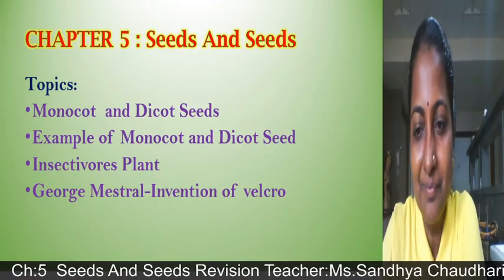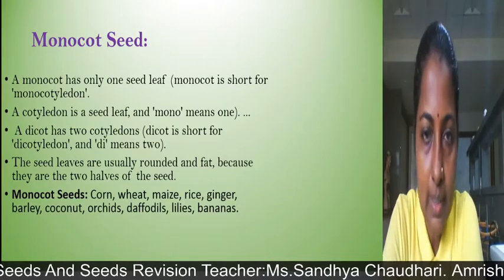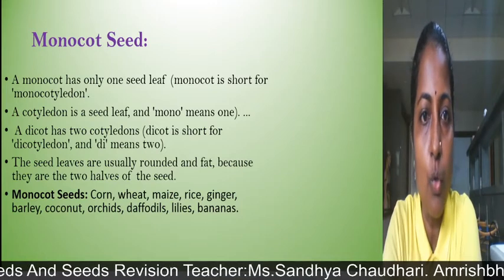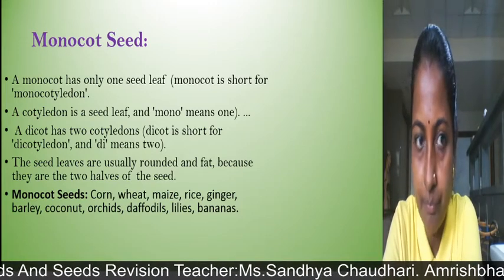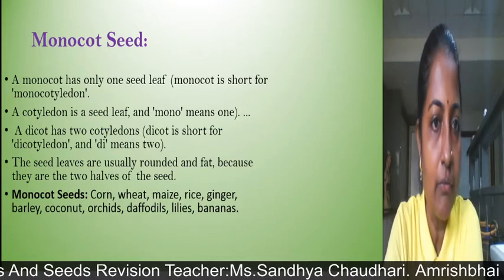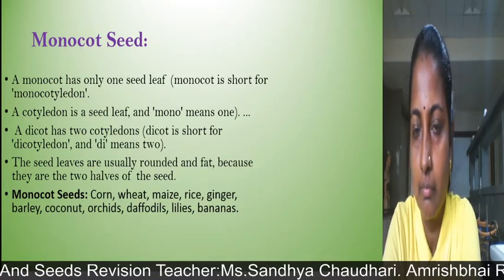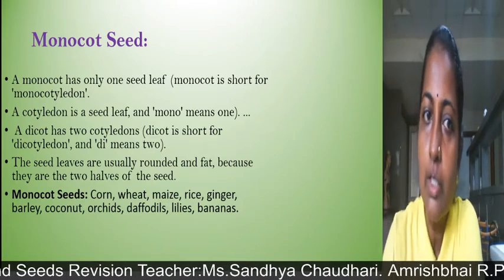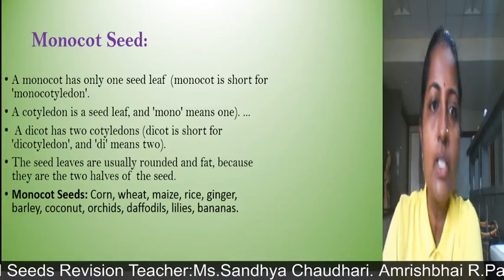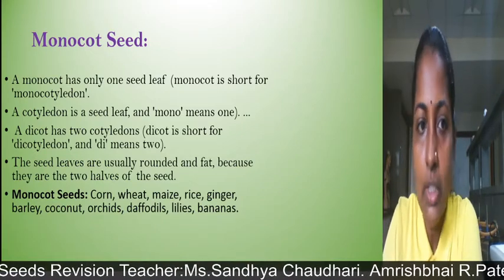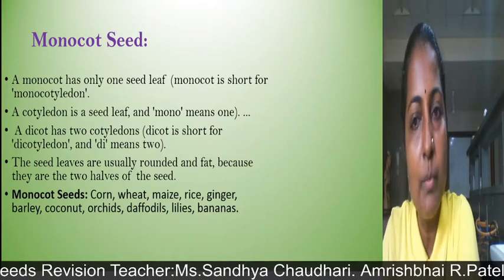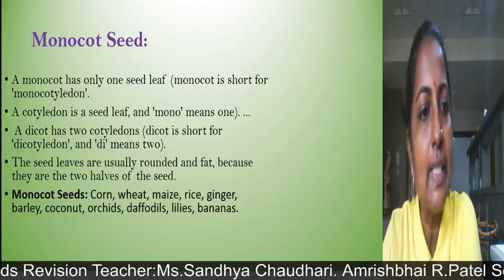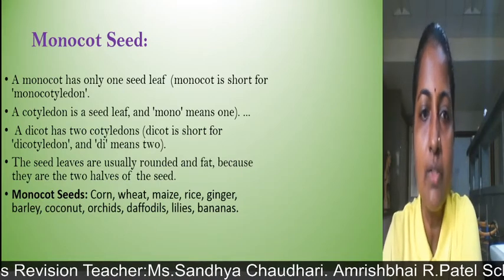So let's see. Monocot seed. A monocot has only one seed leaf. Monocot is short for monocotyledon. A cotyledon is a seed leaf and mono means one. Dicotyledon means two seed leaves. So a dicot has two cotyledons. Dicot is short for dicotyledon, and di means two and mono means one. The seed leaves are usually rounded and fat because they are the two halves of the seed.